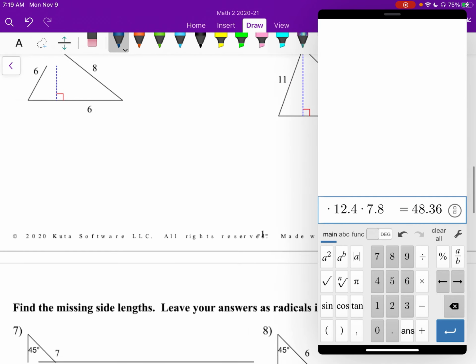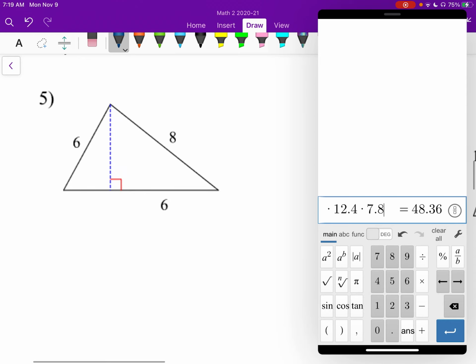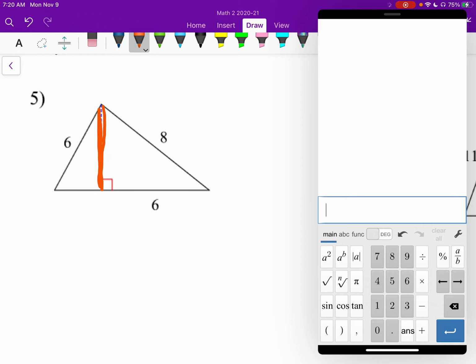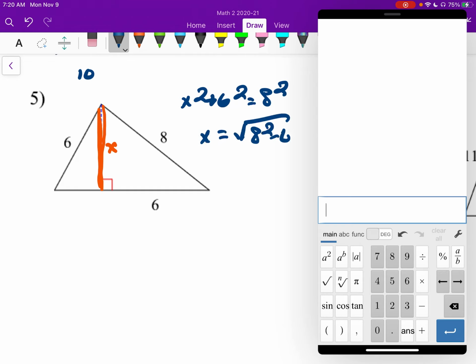All right. Number 5, similar situation. It's kind of reflected over. We have to find this side here. So I could say, well, I'll call it my x. I'll say I've got x squared plus 6 squared is 8 squared. I think x is going to be 10. I'm going to write that down just to check myself. So x is going to be root 8 squared minus 6 squared.